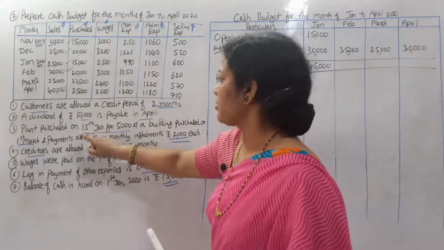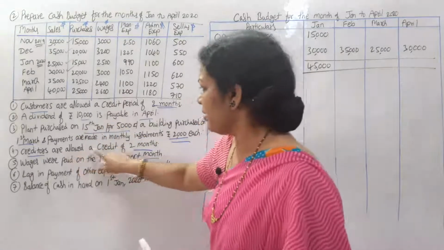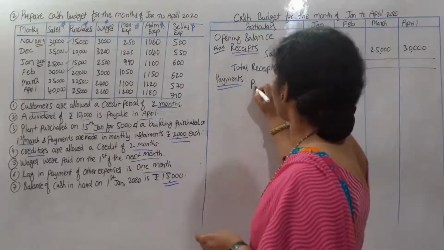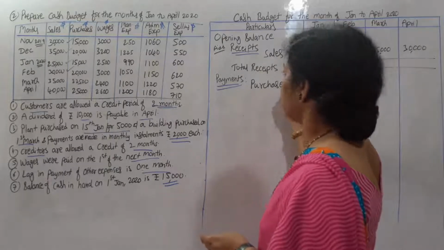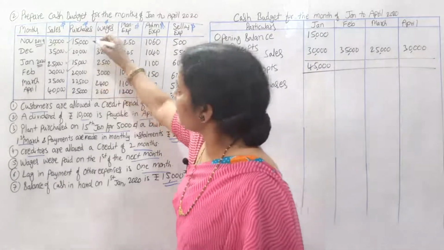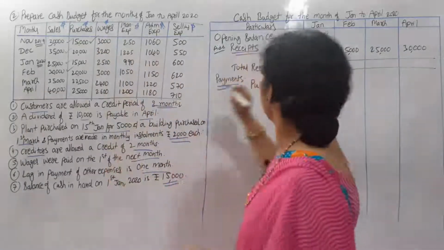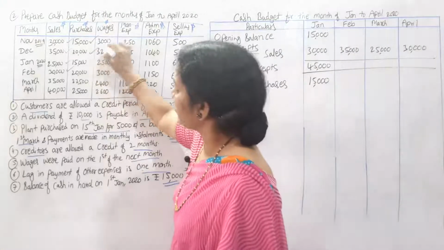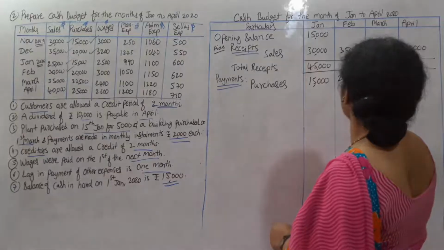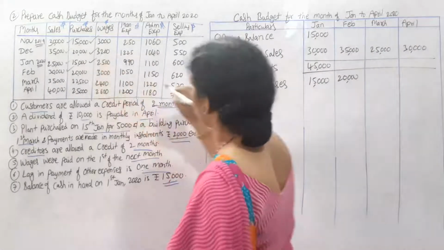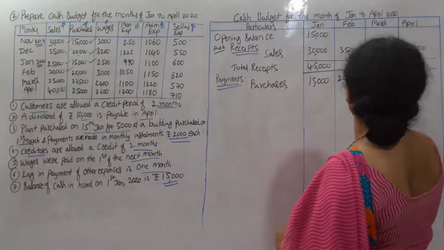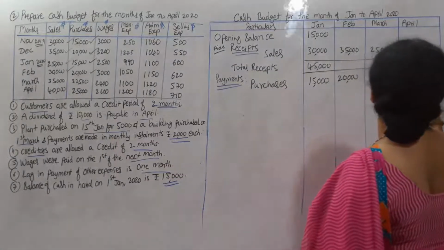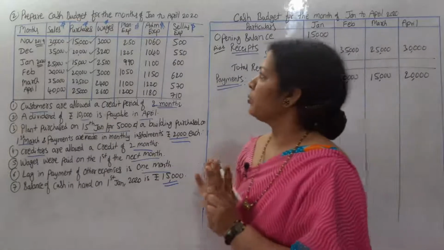Purchases. There is an adjustment: creditors allowed a credit of 2 months, which means purchases also have a 2 months delay. 2 months delay means January will take 15,000, from 2 months back. In the same way, February 20,000, March 15,000, and April 20,000. Purchases are over.